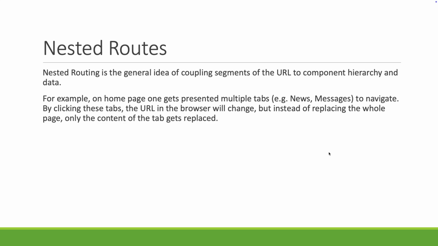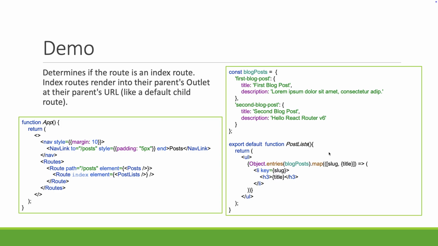Suppose we have a collection of blogs. When we click each blog, the list of blog titles doesn't change. Just the content of each blog is switched based on which blog title we clicked, right? So in this case, we can use nested routes to do it.